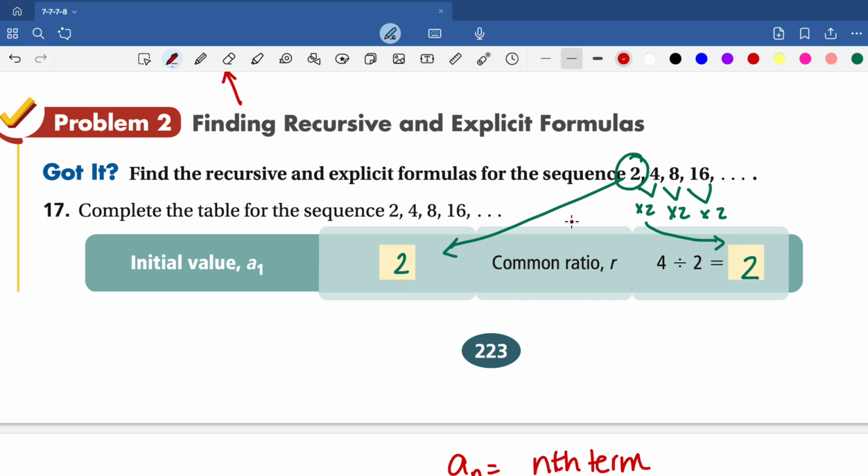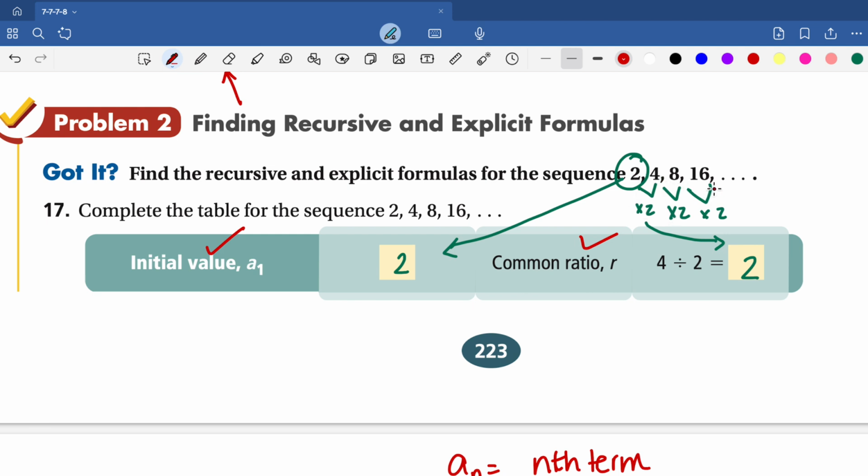So first what you need is, regardless of whether you're going to write a recursive or an explicit formula, you always need the initial value and the common ratio. So the initial value in this sequence, 2, 4, 8, 16, is 2. So that's a sub 1. Your common ratio here, we identify 4 divided by 2, that's 2.